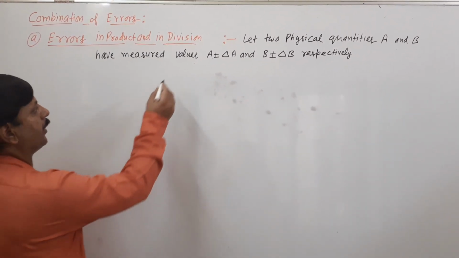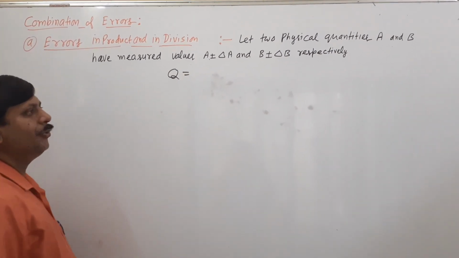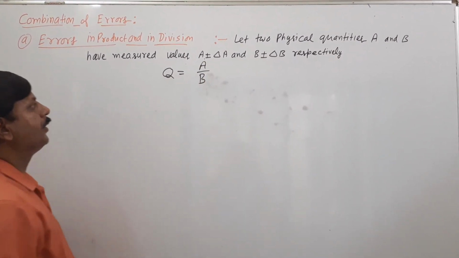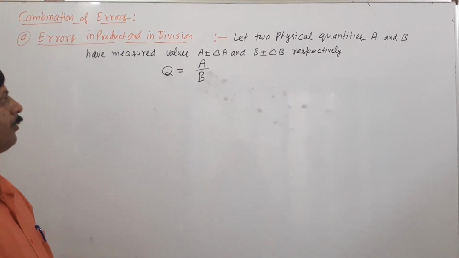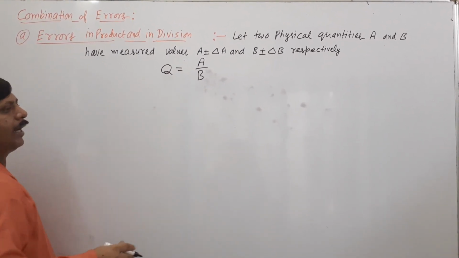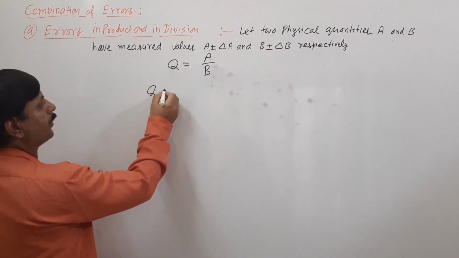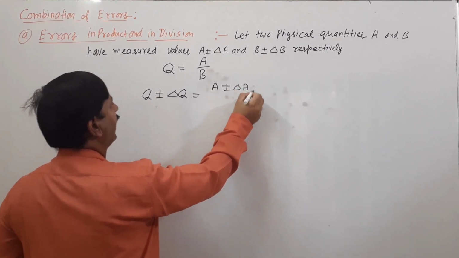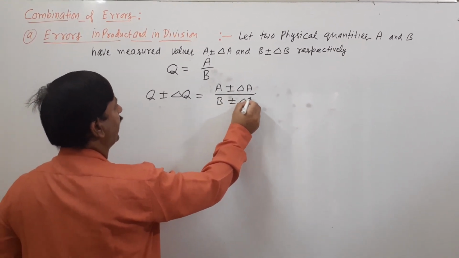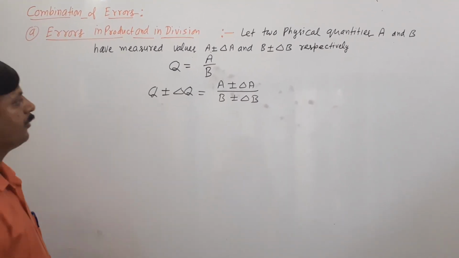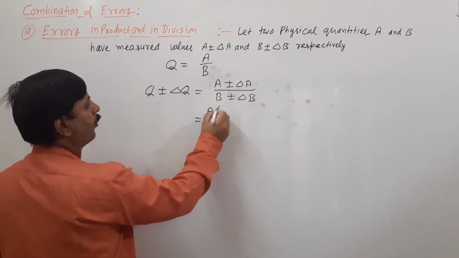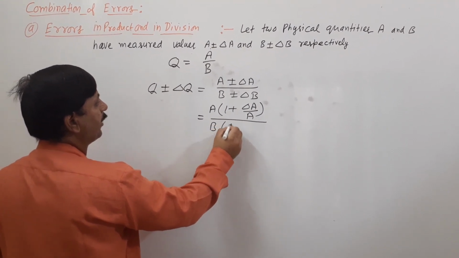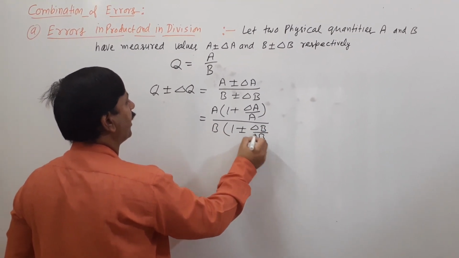Suppose a physical quantity Q, which is the division of physical quantities A and B. Q is equal to A upon B. What will be the errors? If we write in error form, Q plus minus del Q is equal to A plus minus del A divided by B plus minus del B. Solving it, I have taken A common, 1 plus minus del A upon A, and here B common, 1 plus minus del B upon B.